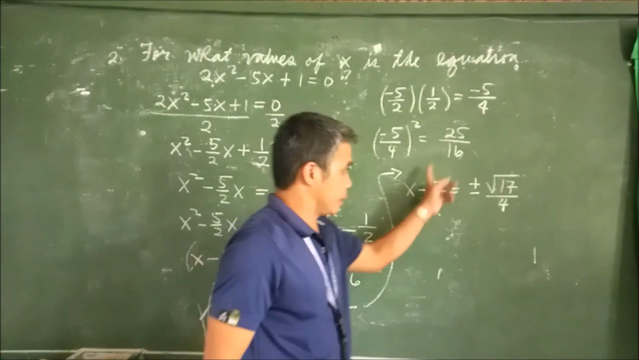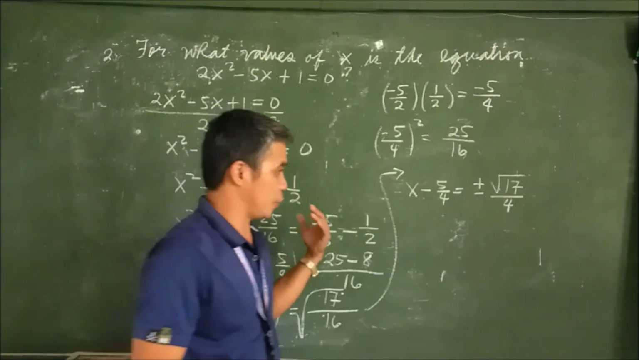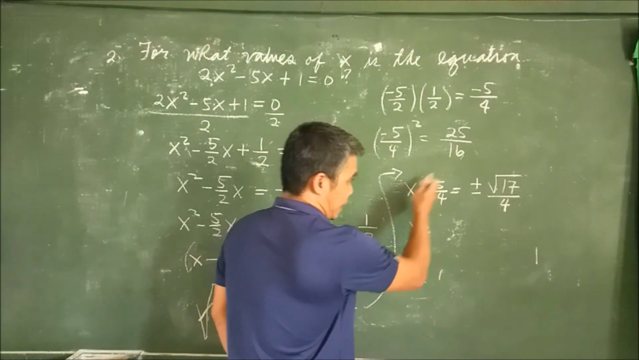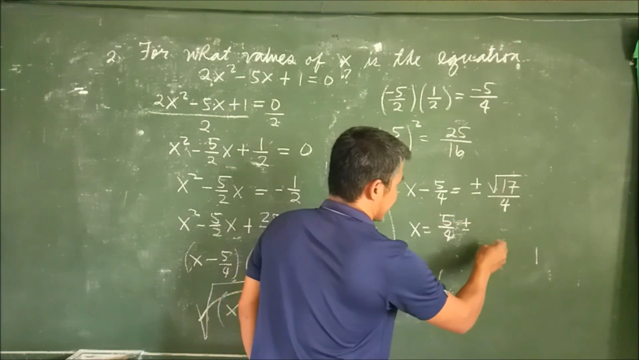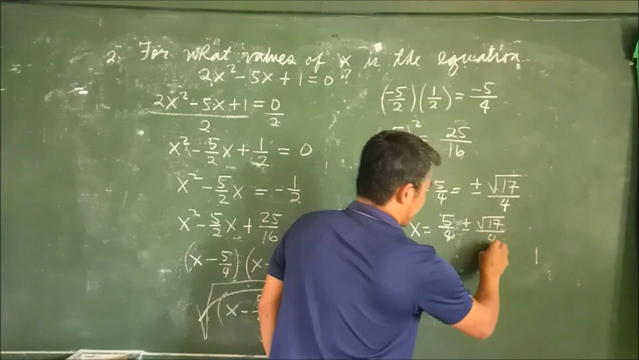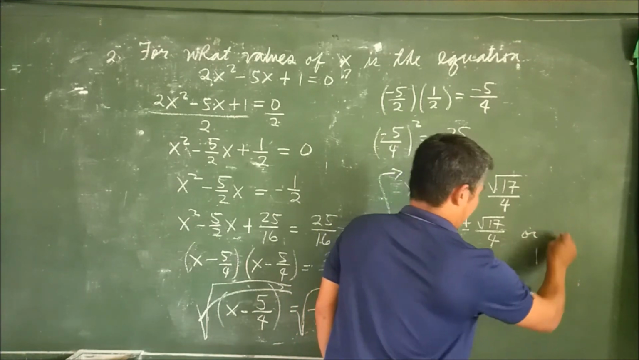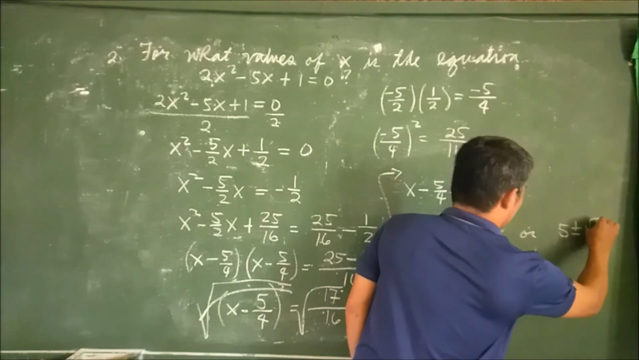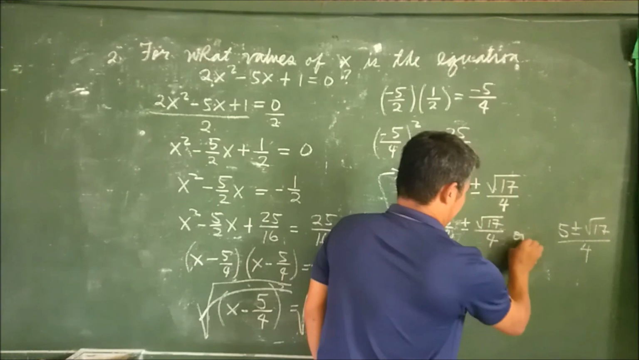Okay, ililipat natin ito doon sa kabila. Para yung x na lang yung matitira dito sa left side of the equation natin. Then, x is equals to, from negative, magiging positive 5 over 4, then plus or minus, the square root of 17 over 4. Or, magiging 5 plus or minus the square root of 17 over 4. Yung x natin.